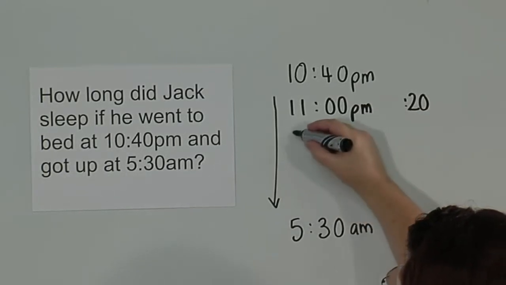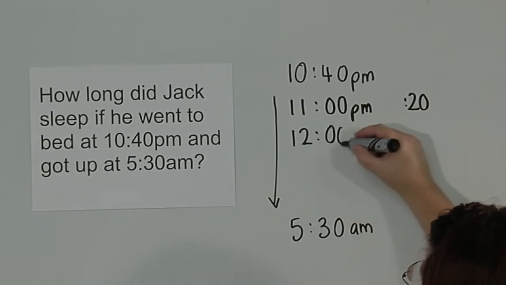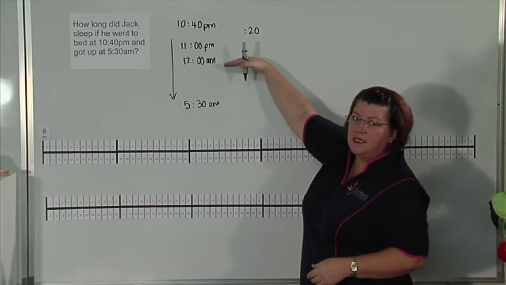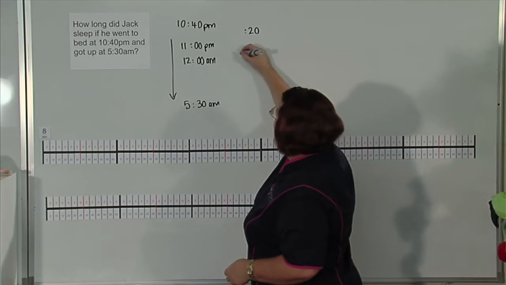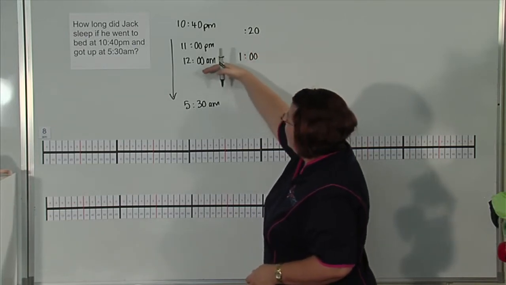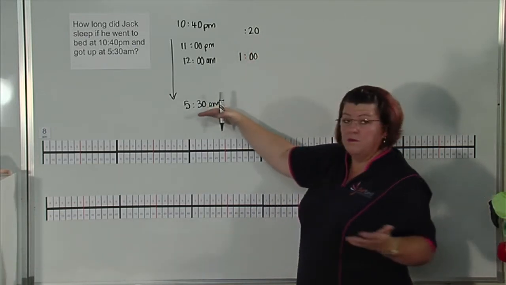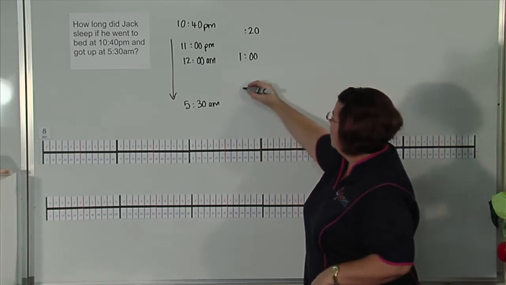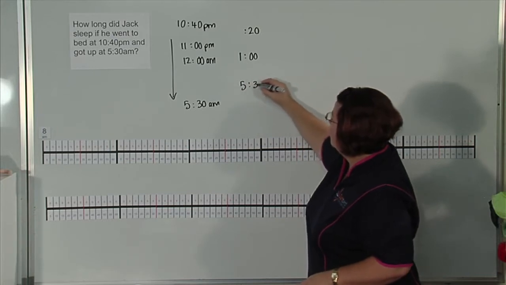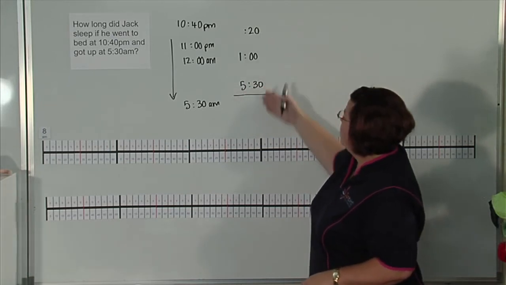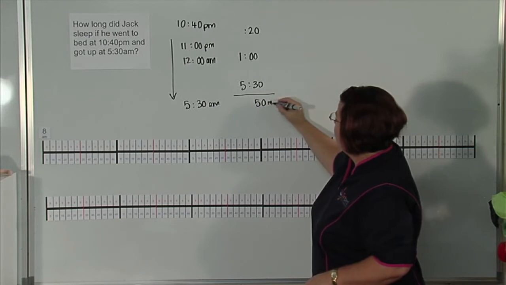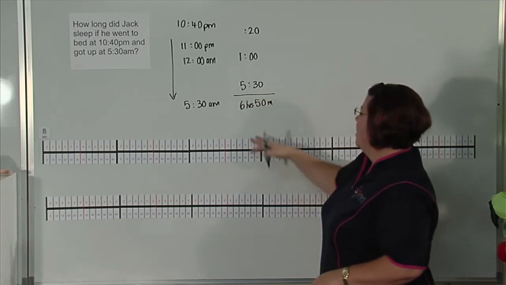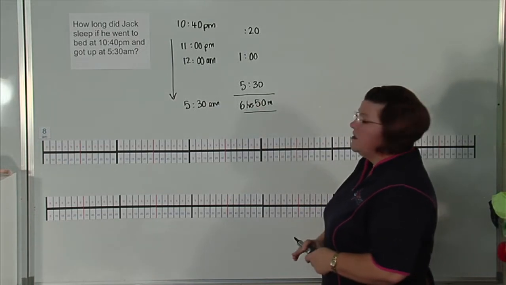From here, it's probably easiest to go to 12 a.m., and there's a talking point for you. What time of the day is this? It's very early in the morning, and we're going to add another hour. From here, we could probably go straight away to 5:30 because it's nice round figures, and we're going to say that that's another 5 hours and 30 minutes. Then the children just have to add up how many minutes and how many hours. It's as simple as that.